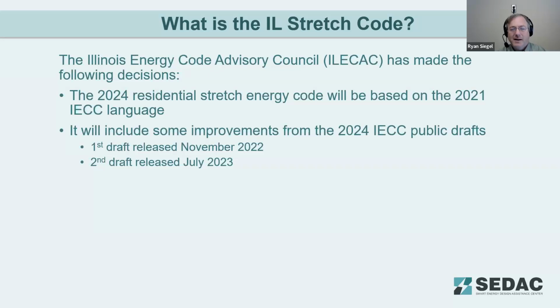I also want to mention that there are a couple of provisions being pulled from the 2024 public drafts. The first draft came out in November of last year, and the second draft was released in July of this year. That's part of what is presently being discussed by the Illinois Energy Code Advisory Council: understanding there are some differences in language between the first and second drafts, and determining which language we want to use for the Illinois stretch code.